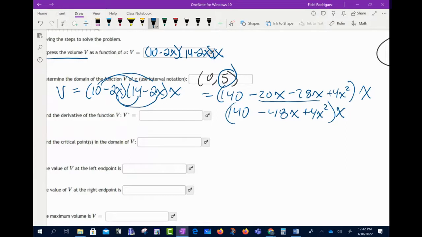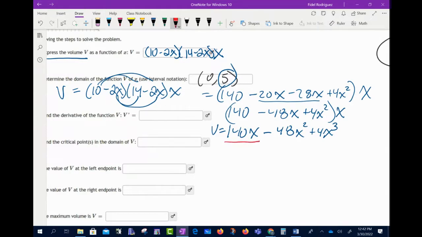And now all we need to do is distribute the what? Just distribute the x, right? So everyone agree 140x minus 48x squared plus 4x to the third? That's what our volume is. So all we did is just multiply it out, right? Obviously the reason we wanted to do that is because we want to find the derivative. And now that we have a polynomial that's already expressed out, we can find the derivative hopefully pretty easily.